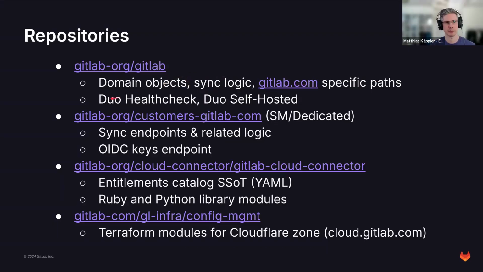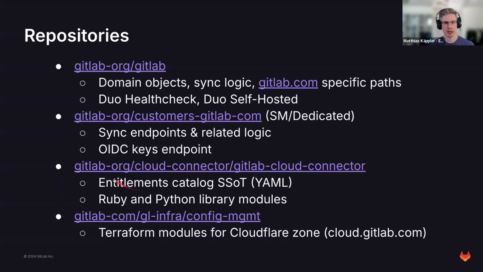And anything regarding the dual health check as well, and dual self-hosted, that would be in the monolith. We also have the customers GitLab COM integration. There's not a whole lot in here that is specific to authentication. There is some logic to mint tokens though, and there's an OIDC endpoint. We have an open issue for consolidating this more so that we can share more code between the monolith and customer start, because they're both Rails apps. That could be something to look at as potential contribution.